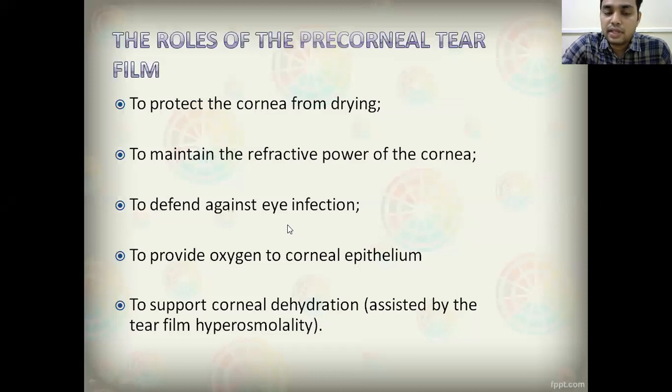So what is the role of the tear film? There are various functions for the tear film. The first one is that it protects the cornea from drying.